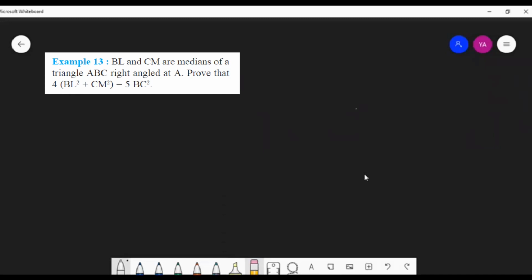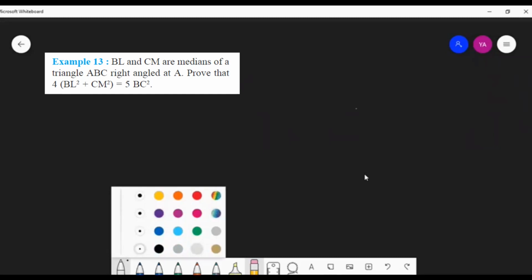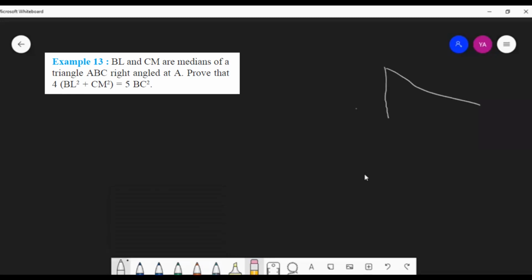A right triangle with right angle at A. Name is ABC. So we can draw like this, and give names. A should be at 90 degree. Okay, ABC. So ABC is a right triangle, 90 degree angle at A, and BL and CM are medians.